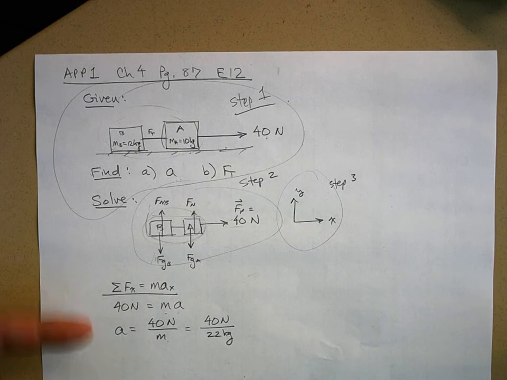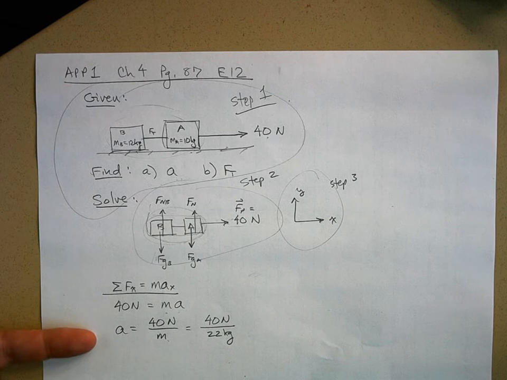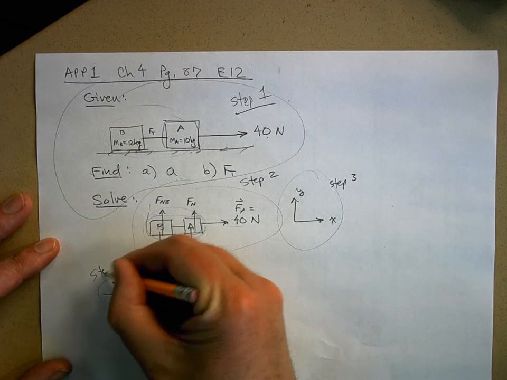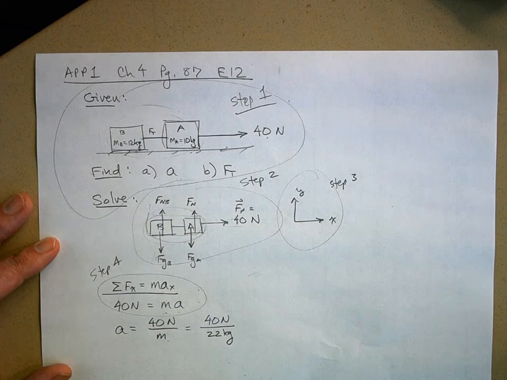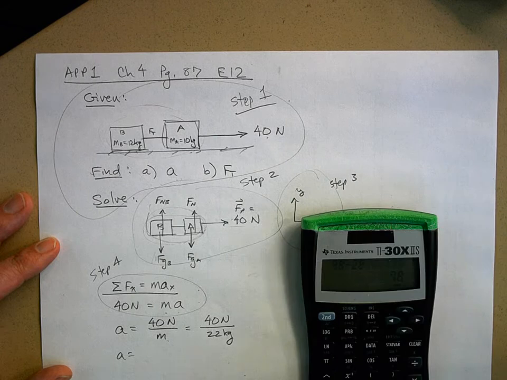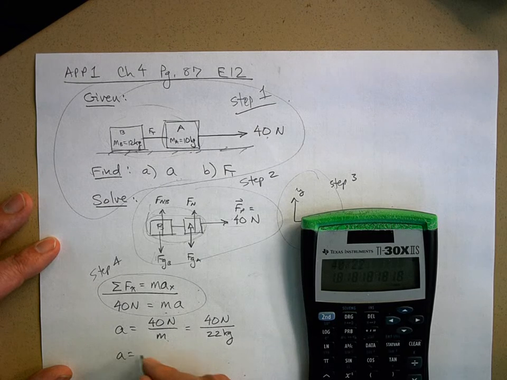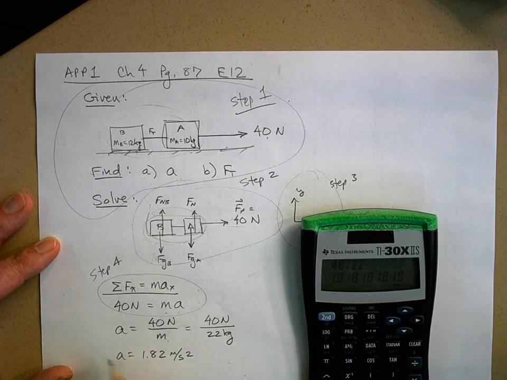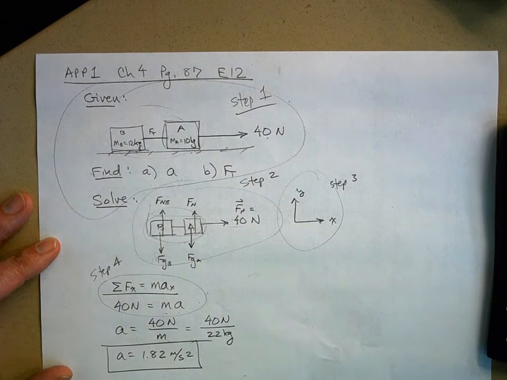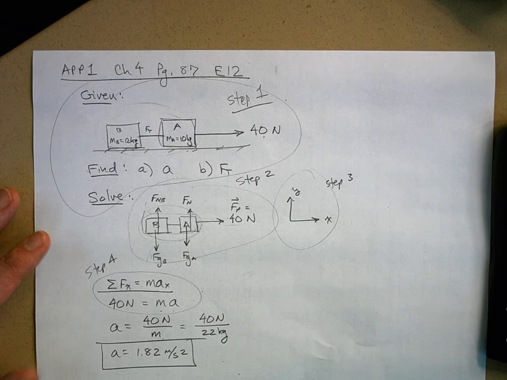Now this is step 4. And this is step 5. And step 5 is just using your awesome algebra skills. And you get 1.82 meters per second squared. That's the answer. They're going to accelerate together because they're tied together, and they're going to have that acceleration.